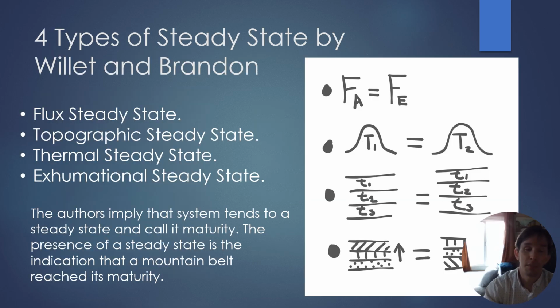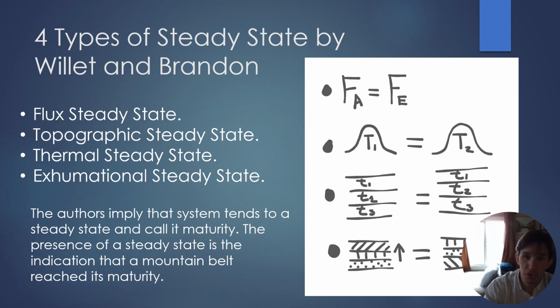Here, the paper that was analyzed proposed four types of dynamic equilibrium. First, we have flux in and flux out, and that means that as two plates collide and one would, let's say, subduct and push the other one up, it would uplift a certain area. This is our flux in. The flux out is the amount of material that is being eroded.